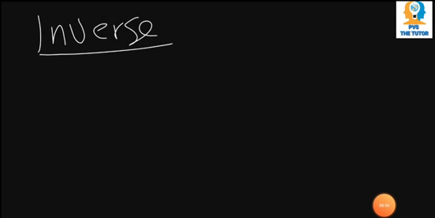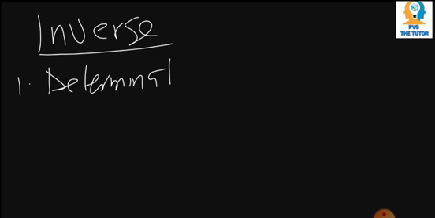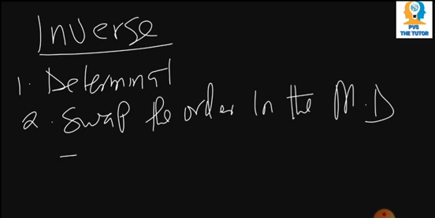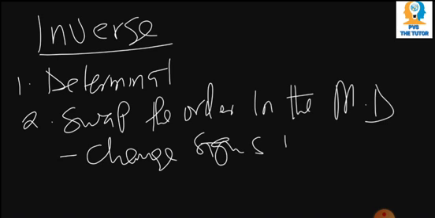Inverse of a matrix. How do you find the inverse of a matrix? First thing is you need to know the determinant. Second, you need to swap the order in the major diagonal, and you need to change signs in the minor diagonal. So these are the two key points that you need when finding the inverse of the matrix.